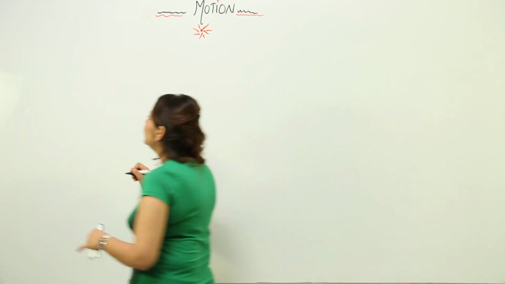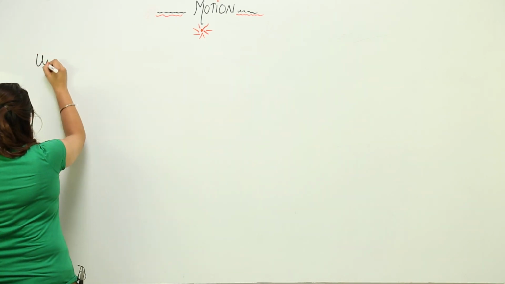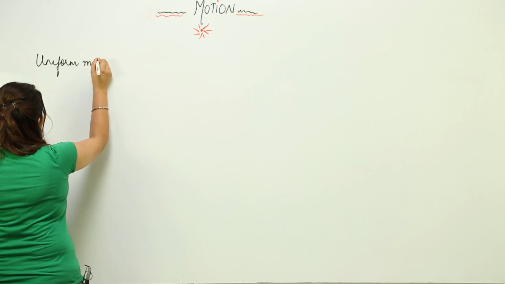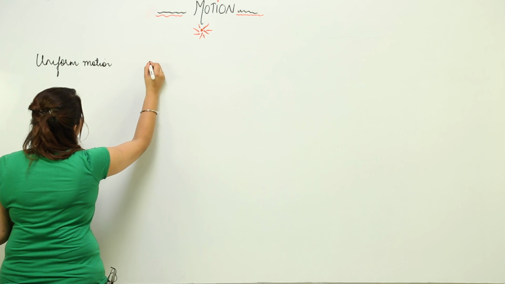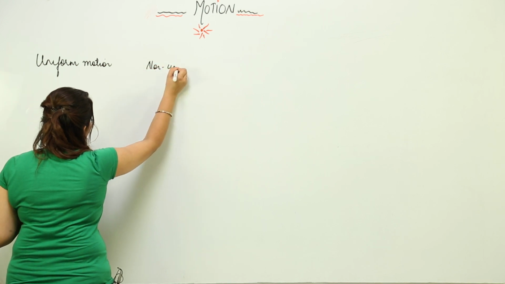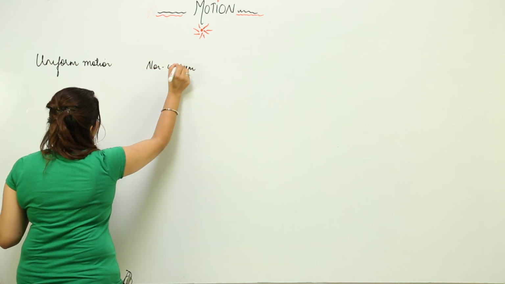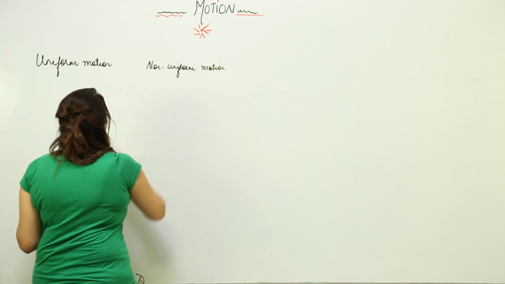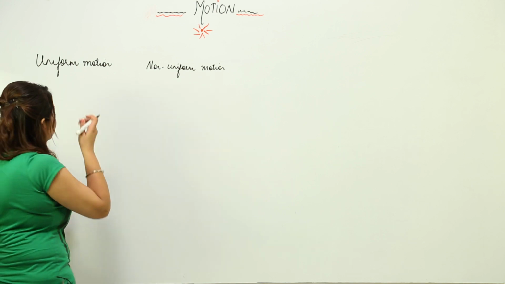Now we have two types of motions. One is uniform motion, the other is non-uniform motion. Now what is the difference between the two?